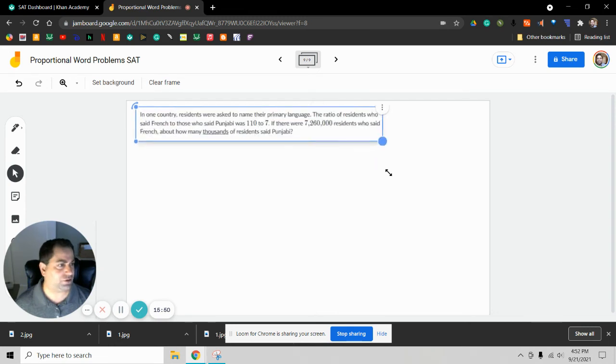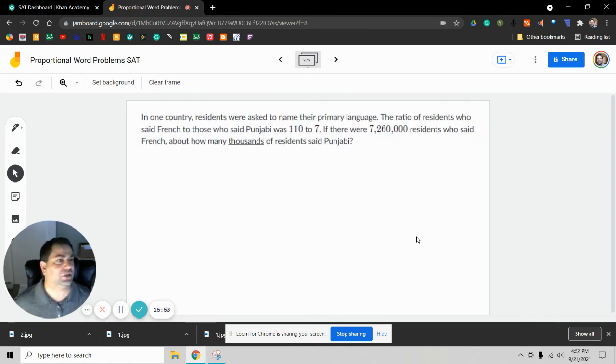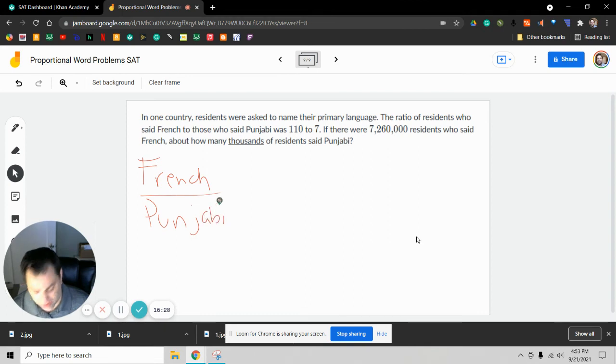All right, in this question we have, in one country residents were asked to name their primary language. The ratio of residents who said French to those who said Punjabi was 110 to 7. If there are 7,260,000 residents who said French, about how many thousands of residents said Punjabi? So we are comparing French residents to Punjabi, and we have an initial ratio of 110 French and 7.